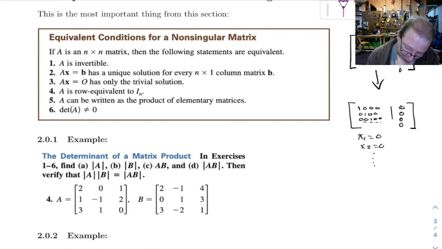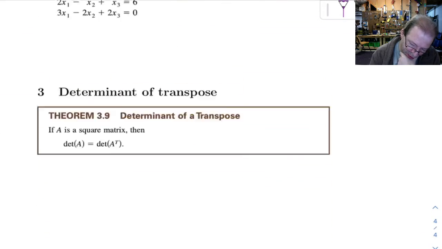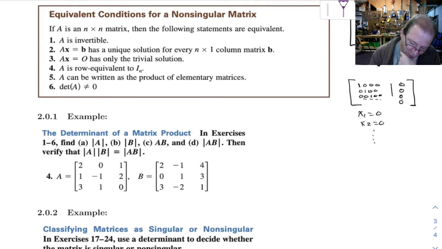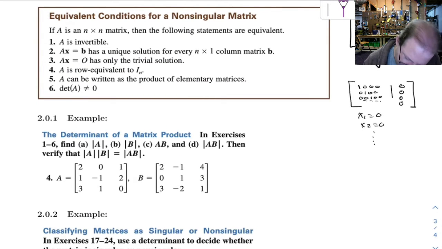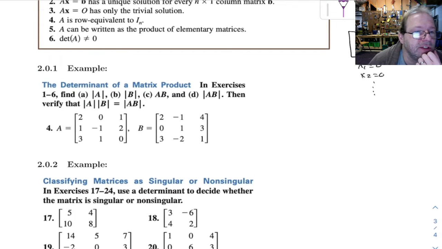So let's look at some examples. Rather than write out my own examples, I decided to just pull a few things out of the homework for this stuff. And I want to go over those. So let's look at this 201 example. It says the determinant of a matrix. Find A, the determinant of A, the determinant of B, AB, and the determinant of AB. And then verify that, this is a mouthful to read, verify that the determinant of A times the determinant of B is equal to the determinant of the product AB. So let's do that with Octave.